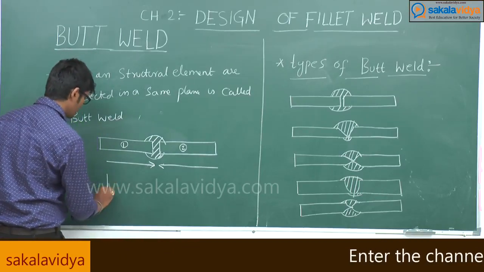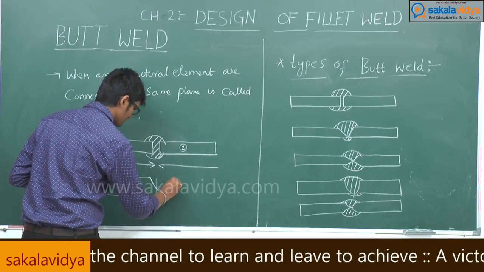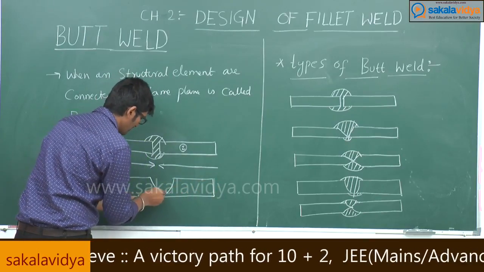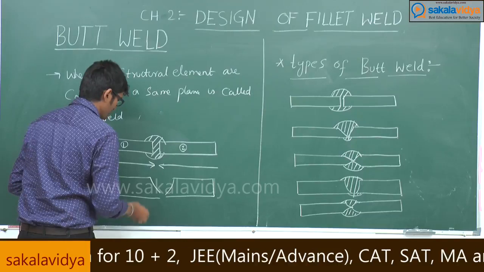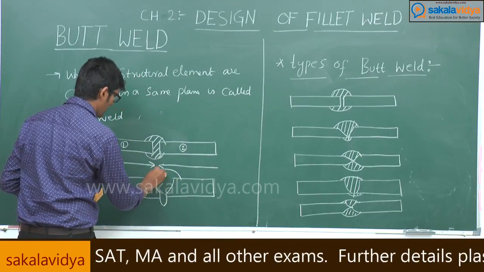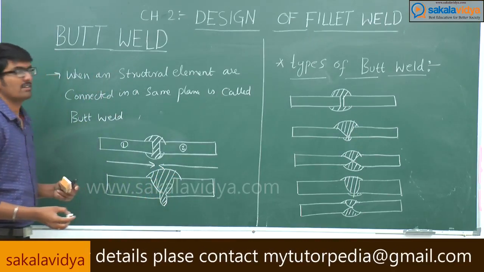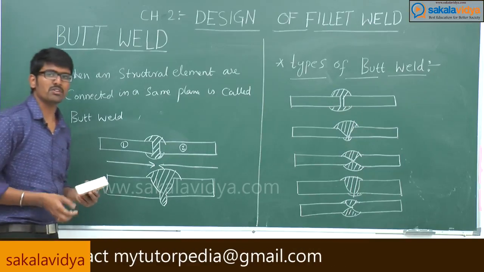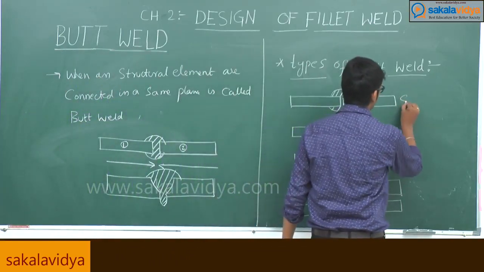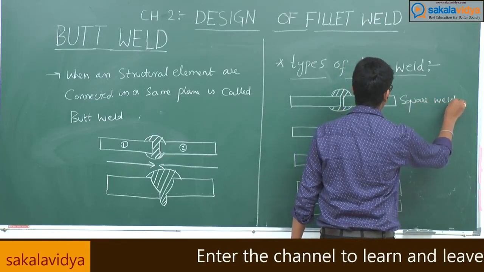We can also draw this butt weld in this form. This is also an example of a butt weld. The two members or elements connected together in the same plane is called a butt weld. So, let us see the types of butt welds. We have square weld. The first one is square weld.